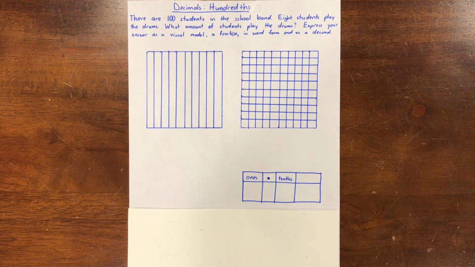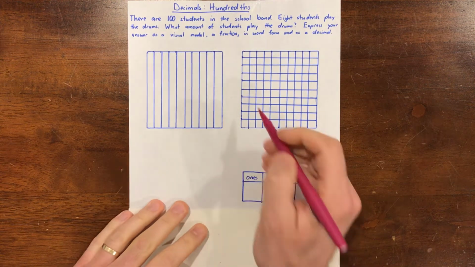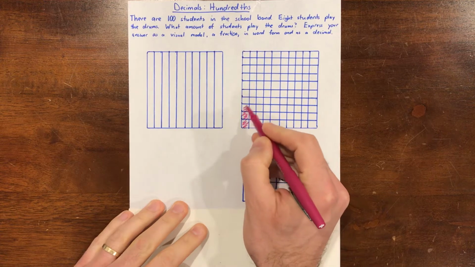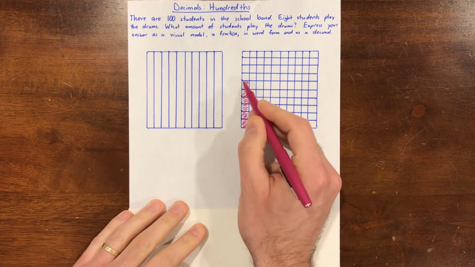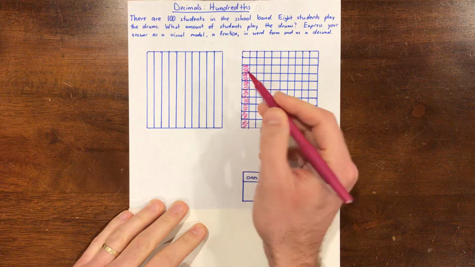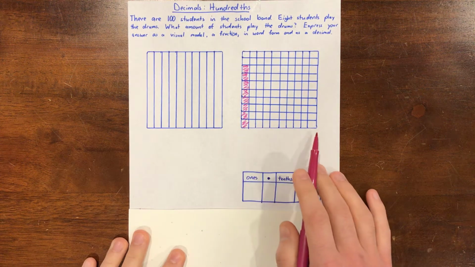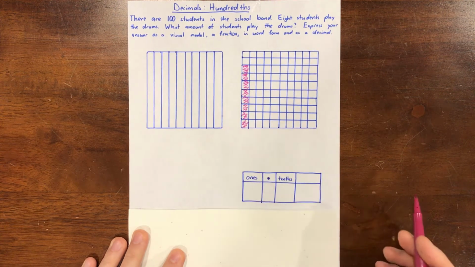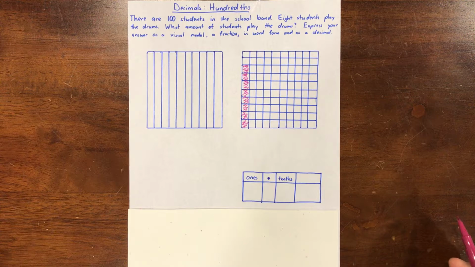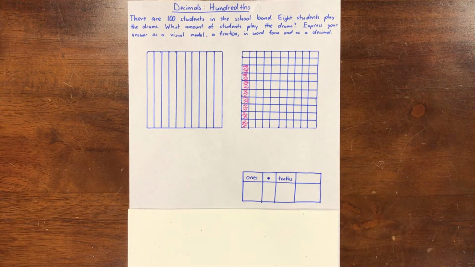Yeah, we would shade 8 parts in the grid here on the right. 1, 2, 3, 4, 5, 6, 7, 8, right? There are 100 parts in the entire square, so the square represents the band, and each of these individual parts is like one student. We've got 8 parts because 8 students play the drums.